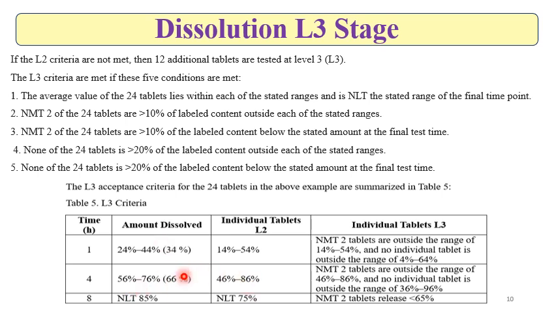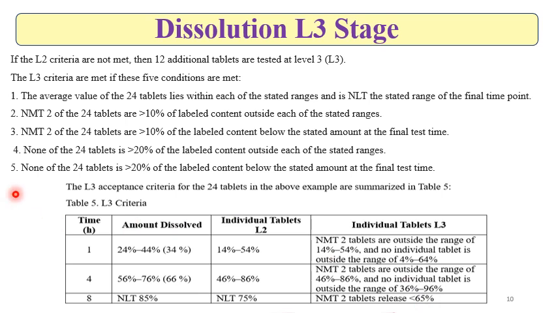Similarly, at the second time point, not more than 2 tablets are outside the range of 46 to 86, and no individual tablet is outside the range of 36 to 96. Then come to the final time point, not less than 85%. Here not less than 75% at L2 stage, and here in L3 stage not more than 2 tablets release less than 65%.